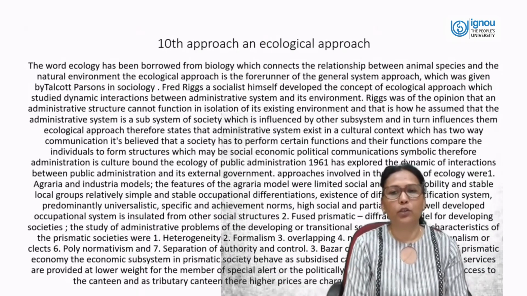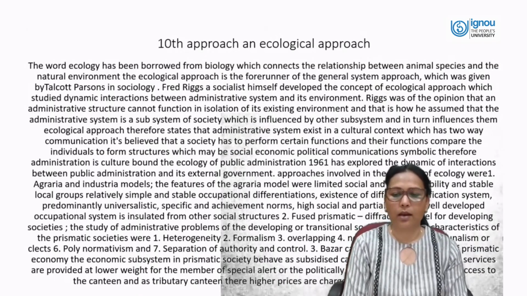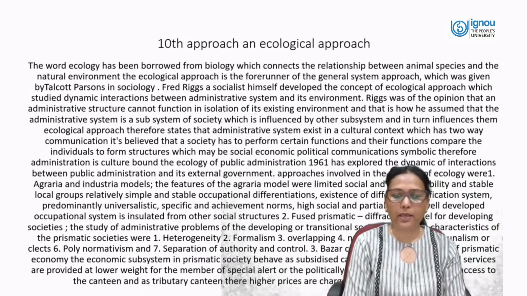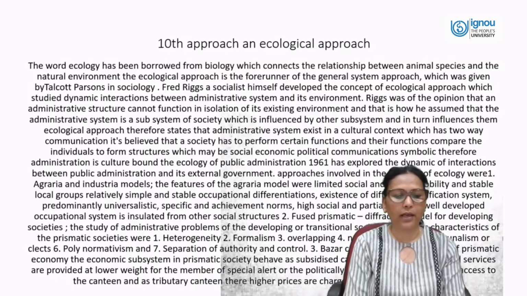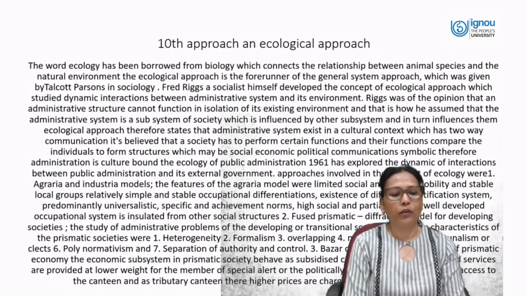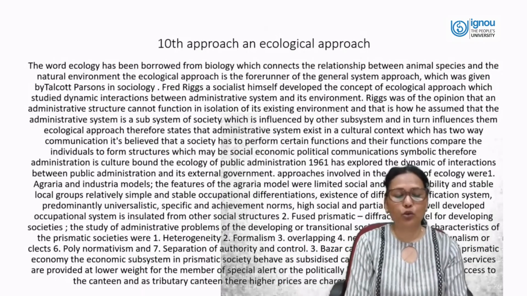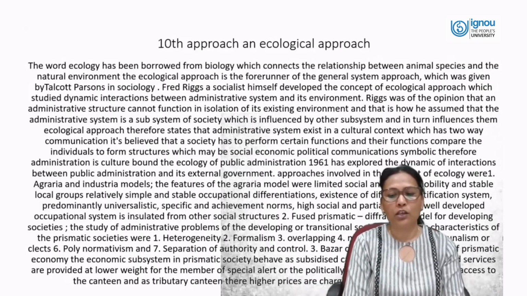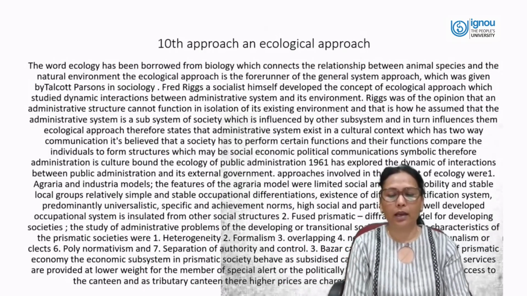Now, the third model involved in the social ecological approach was the bazaar canteen model. The basis of the prismatic economy, the economic subsystem in prismatic society, behaves as a subsidized canteen where goods and services are provided at lower rates to the members of the special elite or the politically influenced group who have access to the canteen, and as a tributary canteen, higher prices are charged to outsiders. That was the bazaar canteen model.